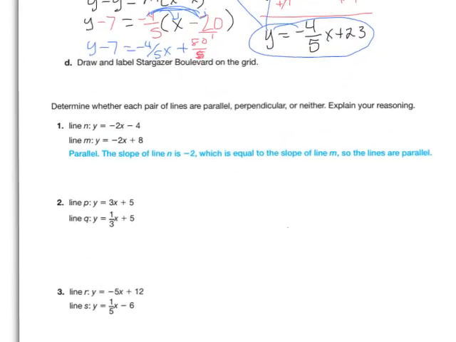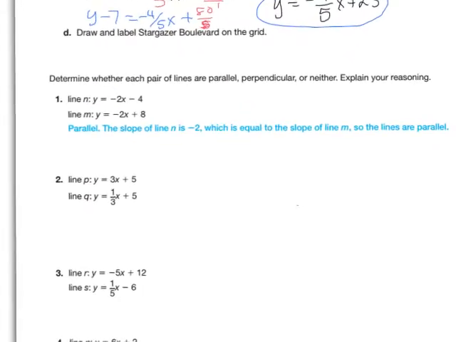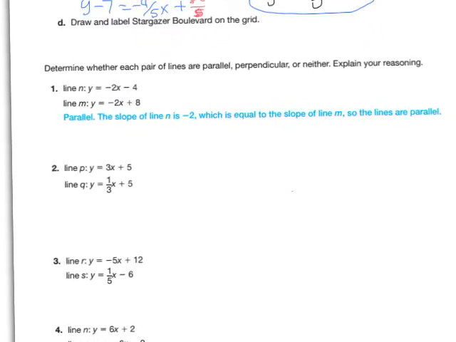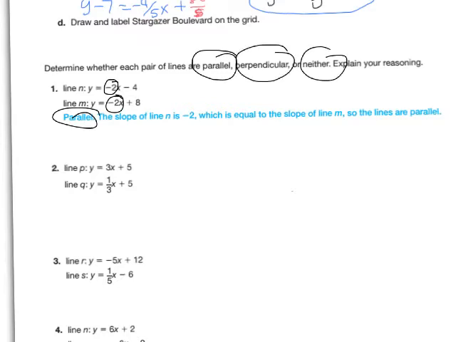Number 1, determine whether each pair of lines are parallel, perpendicular, or neither. Explain your reasoning. All right. The idea here is this. If they have the same slope, then they are parallel. Okay, same. That means what? Parallel. Now, there are 3 options: parallel, perpendicular, or neither. It means they're not either one.